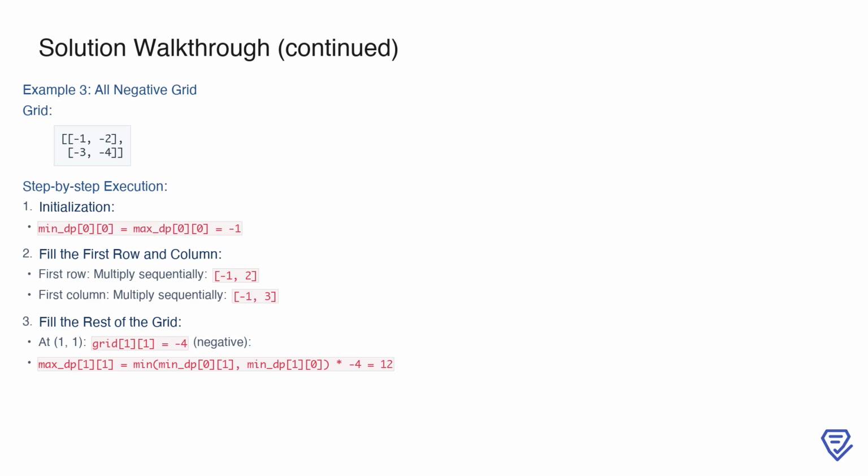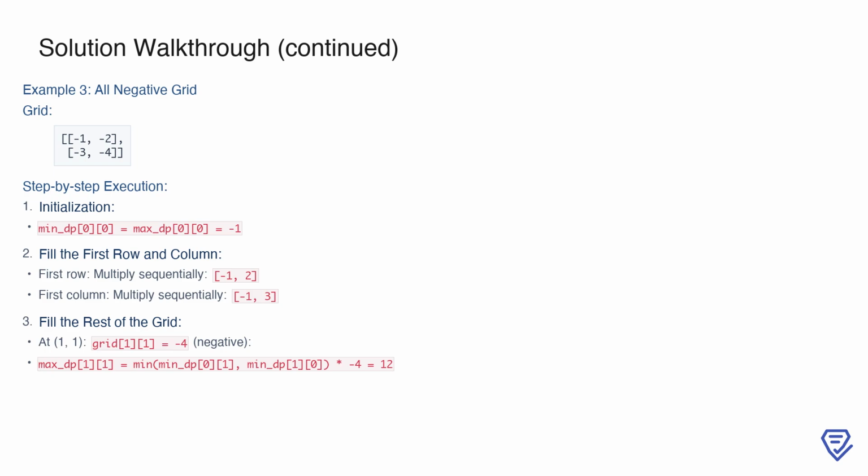Now, let's consider a grid where all the values are negative. In this case, the calculations leverage the fact that multiplying two negative numbers results in a positive number. We initialize the top left corner of the matrices with the grid value, which is -1. Moving across the first row, we calculate the products sequentially, resulting in values of -1 and 2 for min_dp and max_dp, respectively. Similarly, for the first column, the products are calculated sequentially, giving values of -1 and 3.